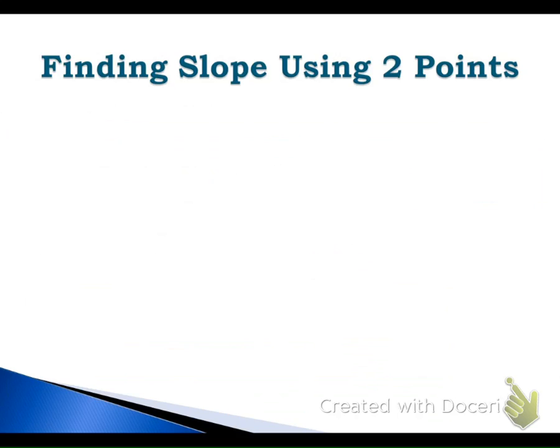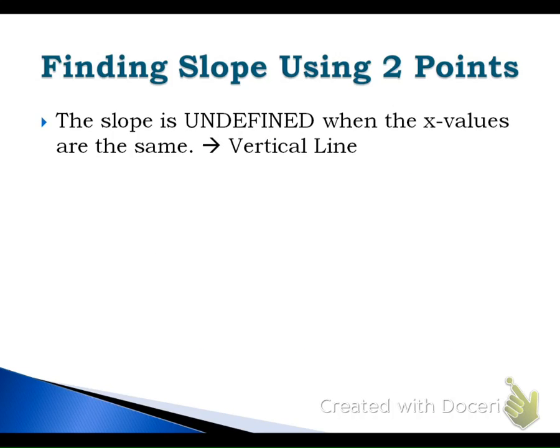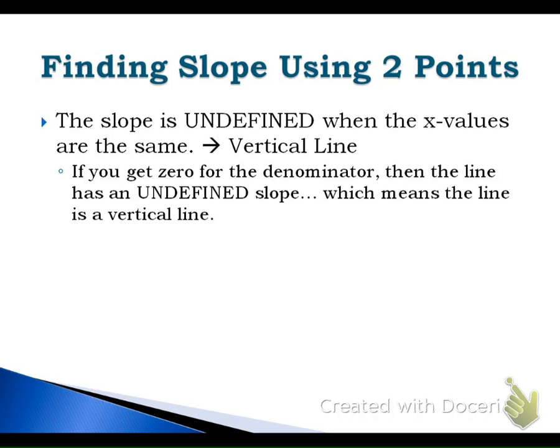So some important facts when finding a slope using 2 points. The slope is undefined whenever the x values are the same. Therefore, it's going to be a vertical line. You can save yourself a ton of time if you will always look to see if your x values are the same before you even use the formula. So if you get 0 for the denominator, then the line has an undefined slope, which means the line is always vertical.